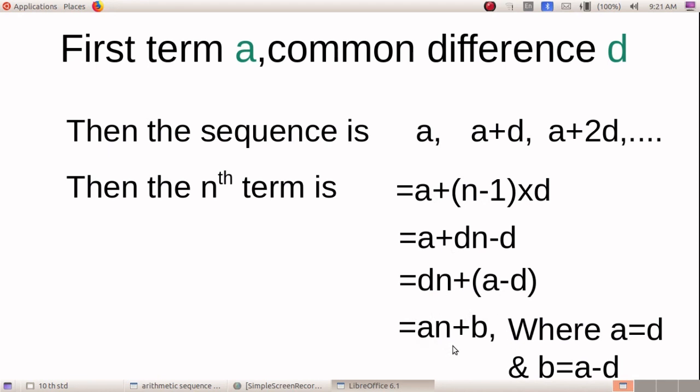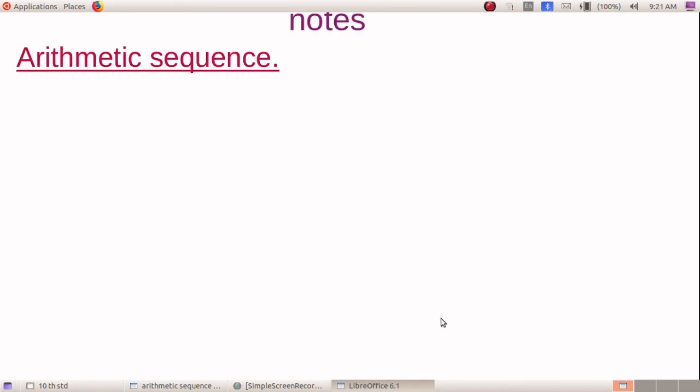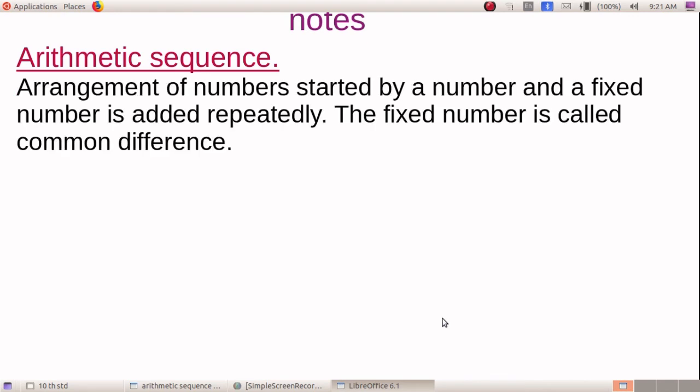Okay, by this our presentation is over. You can write the notes from this much discussion, and you can see what is an arithmetic sequence. I have explained that an arithmetic sequence is the arrangement of numbers started by a number, and a fixed number is repeatedly added to get the succeeding terms. What is the common difference? It is the number obtained by subtracting any term from the immediate succeeding term.